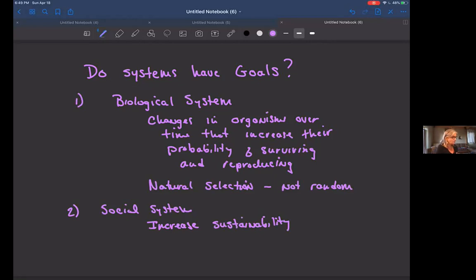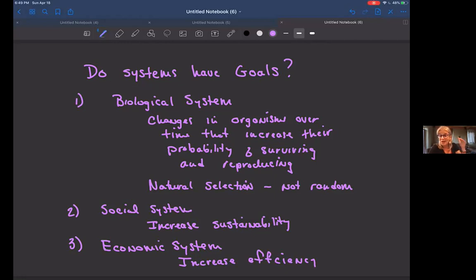We could also talk about another system like an economic system. And remember that environmental science is very, very interdisciplinary. So we can talk about the economic system. And we can talk about sustainability in terms of economics. But one of the things that economic systems try to, one of their goals would be to increase efficiency. Right? So when we talk about the cost of something, the benefit should be greater than the cost.